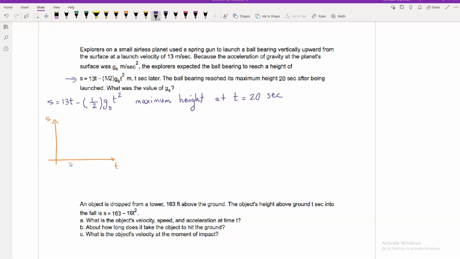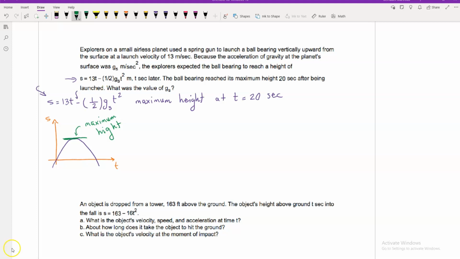So here we have position versus time, and based on what we have here, we're going to have a parabola. Because of this negative sign for t squared, the parabola opens downwards. Right here we have the maximum height, and the tangent line is horizontal, and the slope of the tangent line is telling us the velocity.